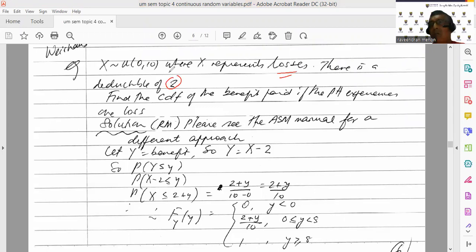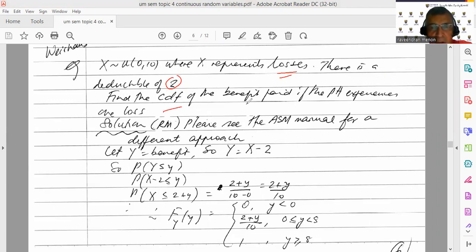Those of us who are in actuarial science, we talk quite a bit about deductibles. A deductible means, you know, if you have a claim and it's below 2, you pay. If it's more than 2, then the insurance company will pay the difference. If it's below 2, you pay the amount. And if it's more than 2, the insurance company will step in and pay the difference. That's it, right? So now we have a deductible of 2.